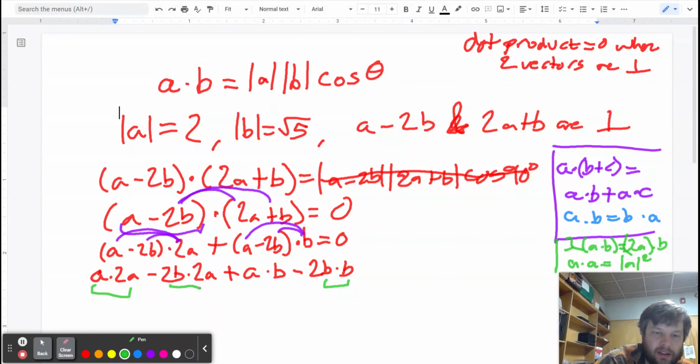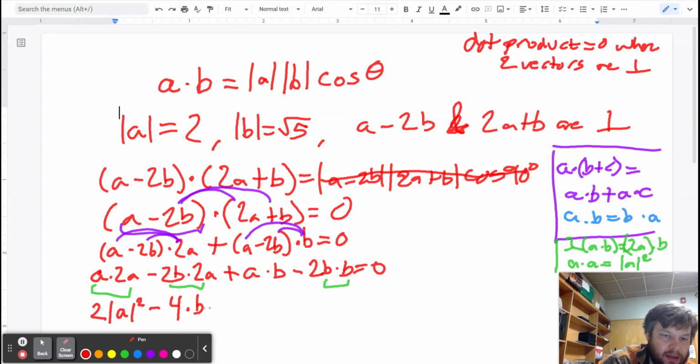Here I have scalars that I can use. So let's see what we've got. Remember that this all equals 0. So I've got 2 times the magnitude of a squared. Here I've got 4 times b dot a. Here I have a dot b. And here I have minus 2 times the magnitude of b squared. Nice thing is that some of those values are known.